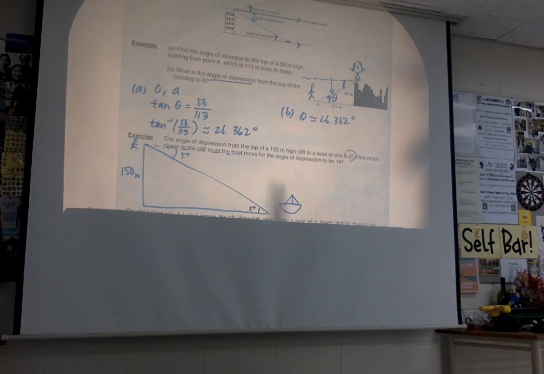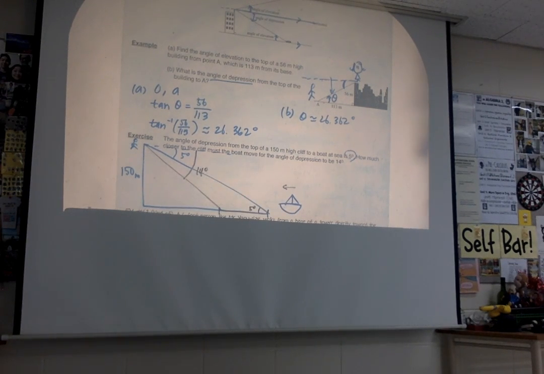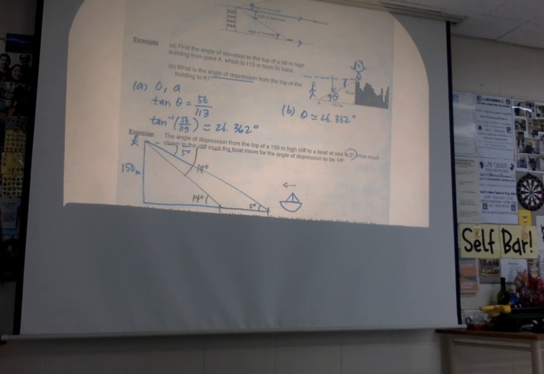Now, how much closer to the cliff must the boat be? The boat's moving this way. How much closer does the boat have to move in order for the angle of depression to be 14 degrees? Essentially, I need to move this much in order to increase the angle of depression to about 14 degrees. So this angle is 14 degrees. We want to know this, but we're given all this information. So focus on one triangle at a time. Isn't that a right triangle? Because the sky and the ground are perpendicular.